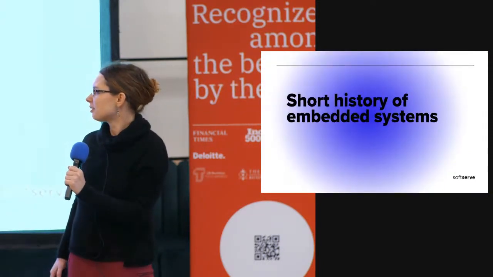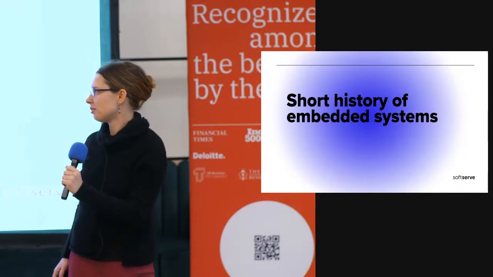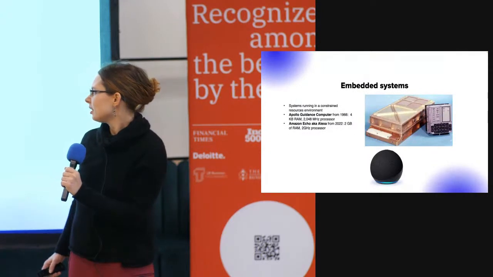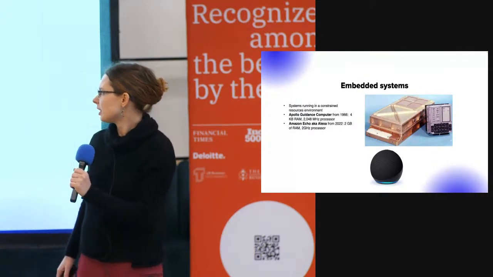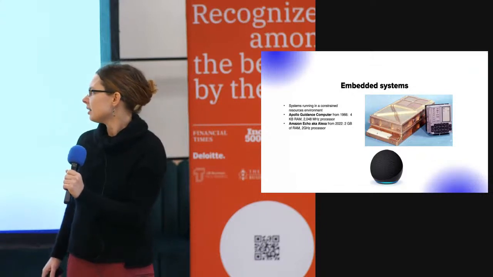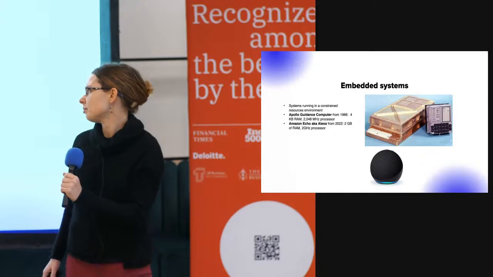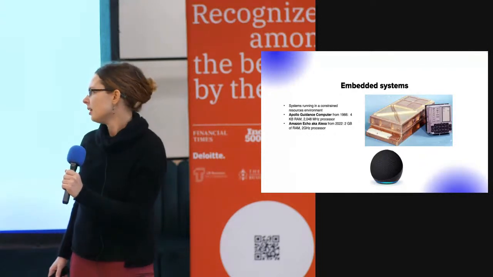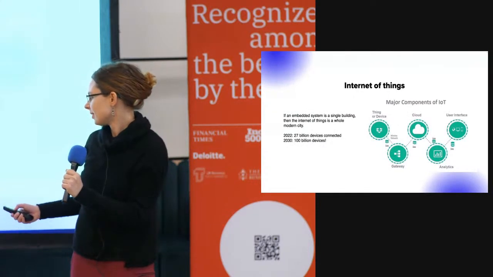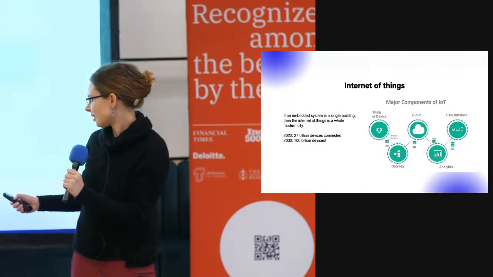Here's a very short and very simplified history of embedded systems. I think this picture says it all. Here you have an Apollo guidance computer from the moon mission in 1966. It had 4 kilobytes of RAM and a 2 megahertz processor. That's not a lot. And here's Amazon Echo, which everyone has at home.